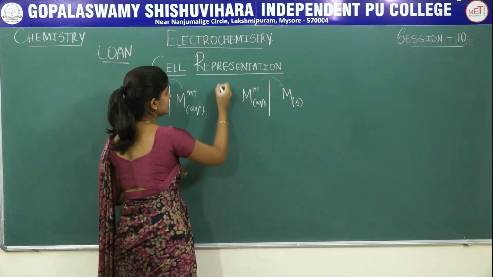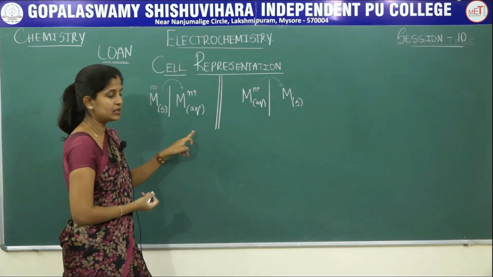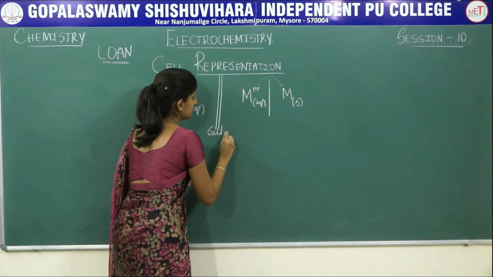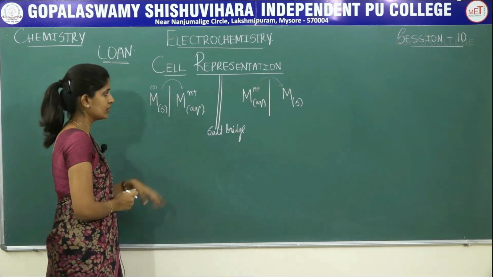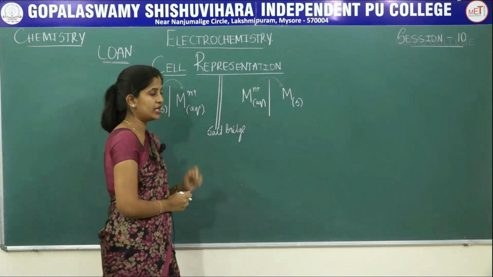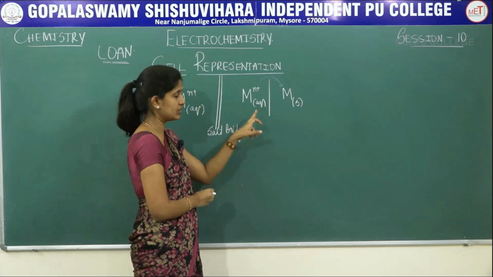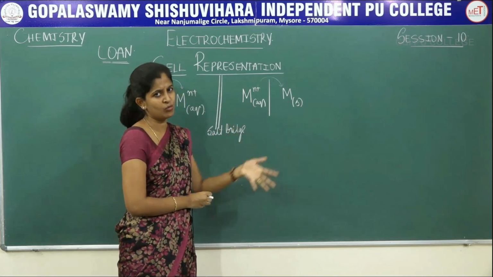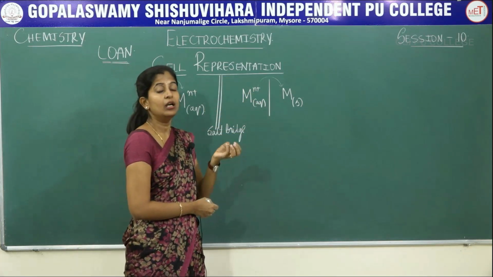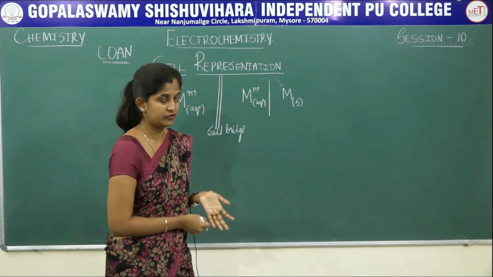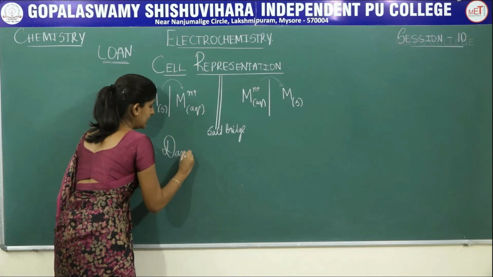We know that this cell contains a salt bridge, and a salt bridge is represented by a double line like this. A double line represents a salt bridge. Along with this, you also have to mention the concentration of the electrolytic solution itself. For example, if Mn plus is 1 molar, you have to mention that too. If it is a gas, you also have to mention the pressure of that gas in terms of atmospheres. Say, for example, I will take your Daniell cell.